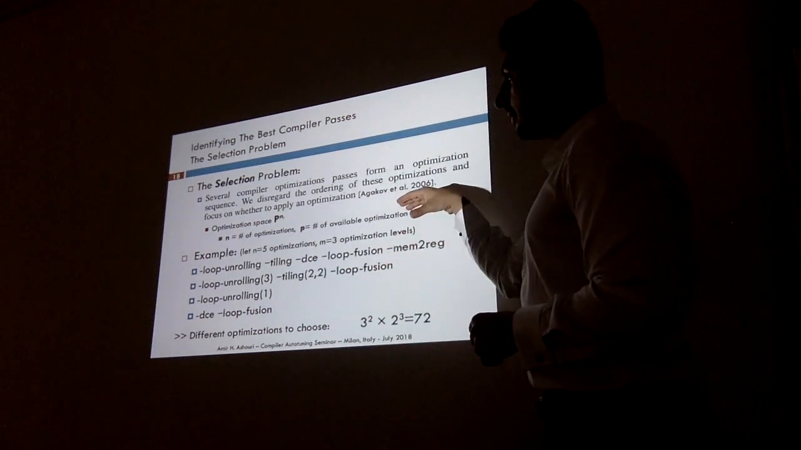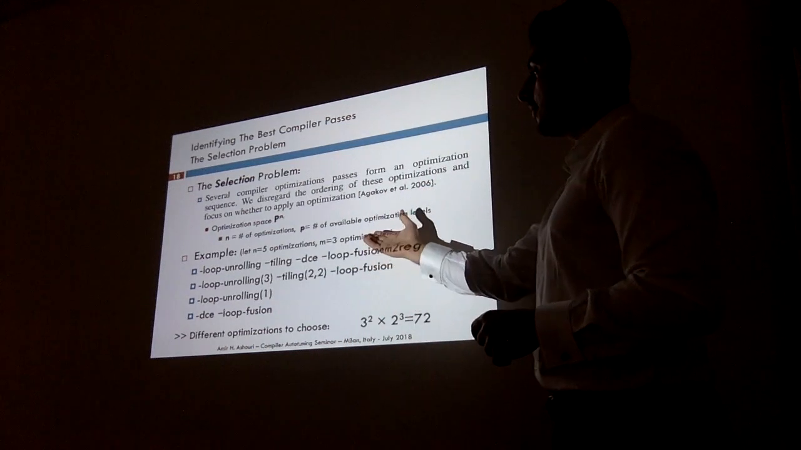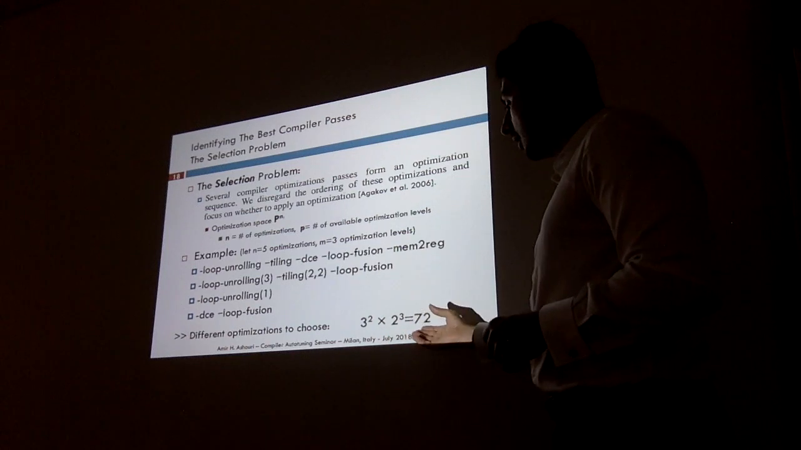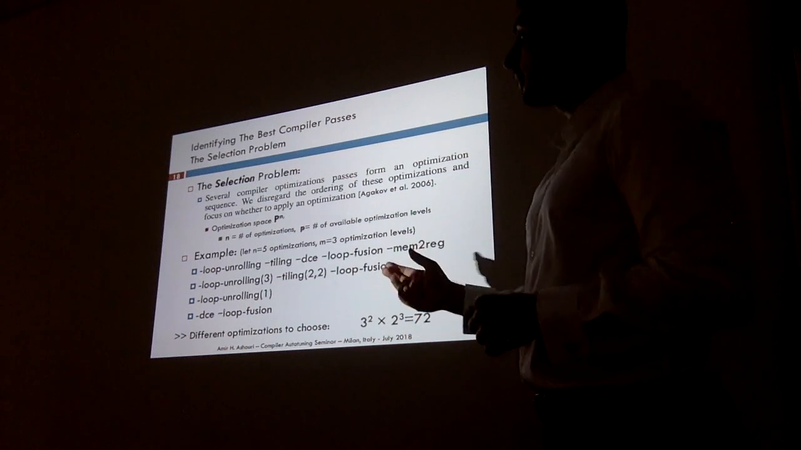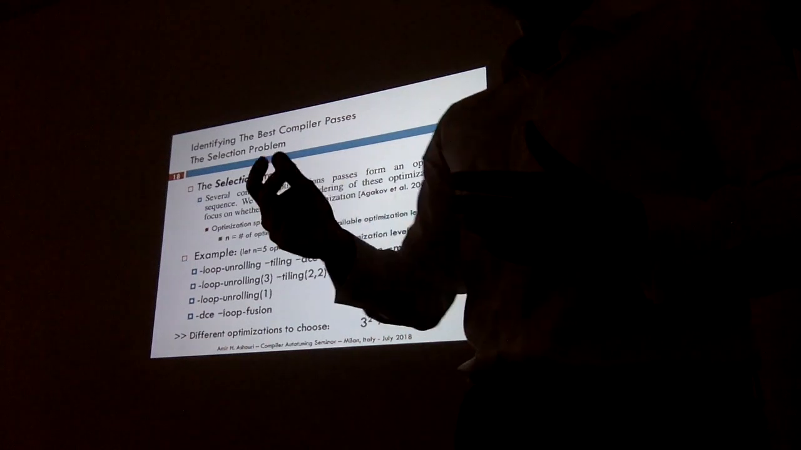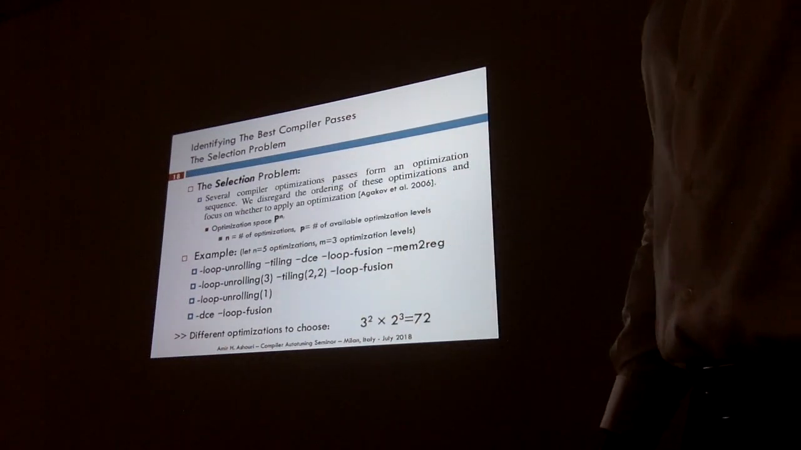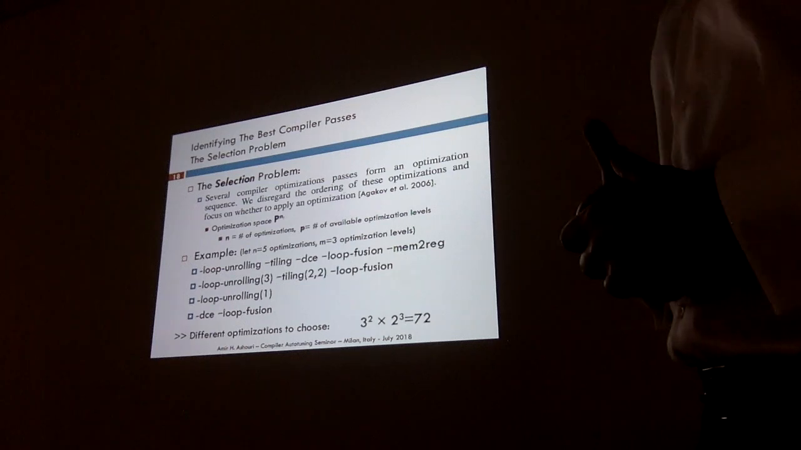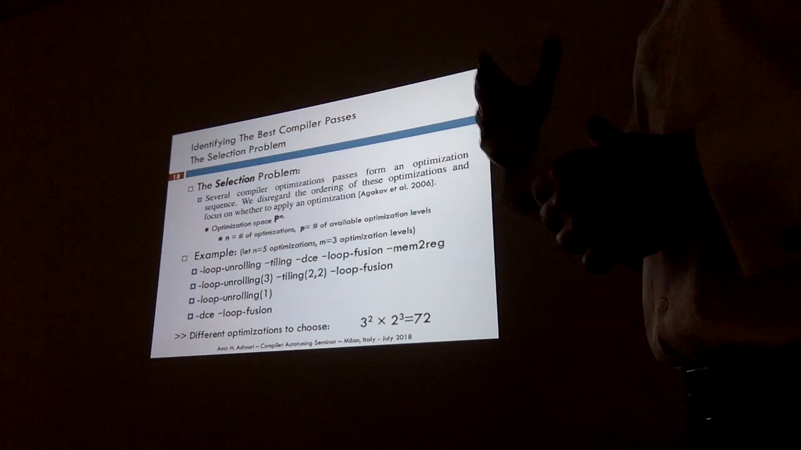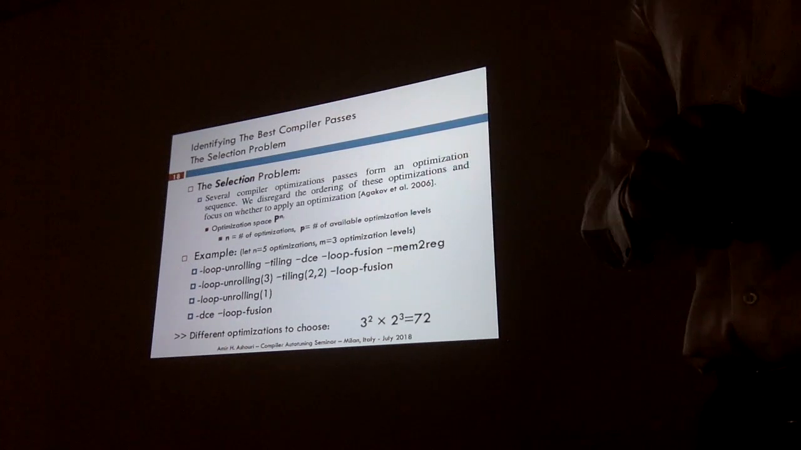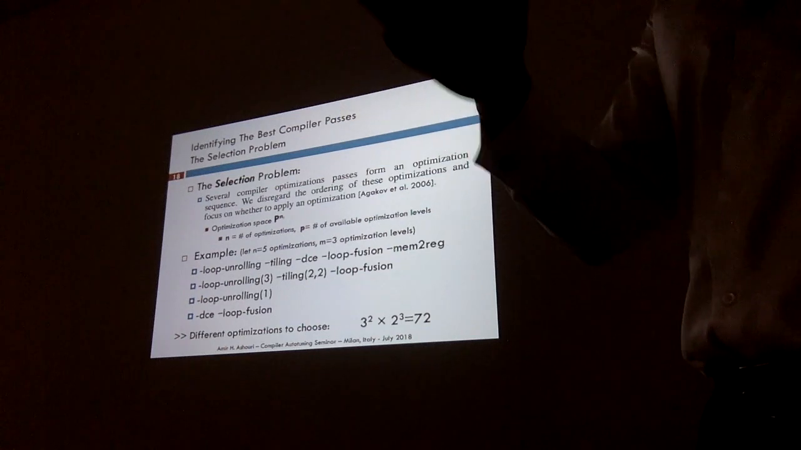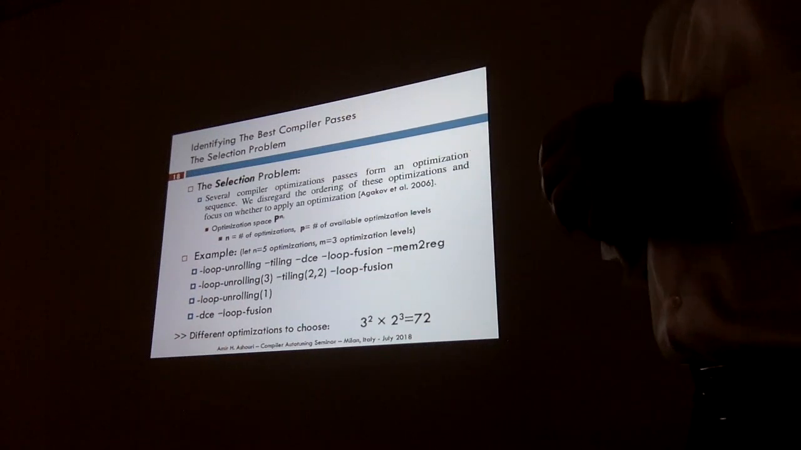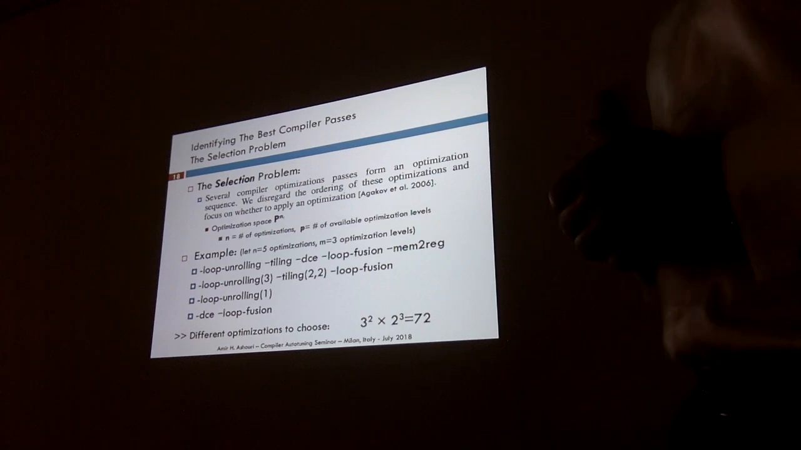So by only having this small number of optimizations and very few optimization levels, you see that you have 72 different choices to make. And just suppose you go to the LLVM world, with more than 100, 150 or 160 optimizations, you're going to have billions and billions of combinations to choose from, and each of them can lead to a different version of the same code. And it's going to make it very hard to tune the application manually.